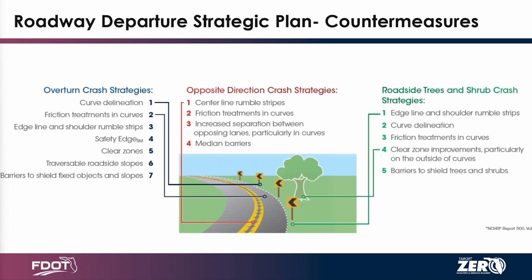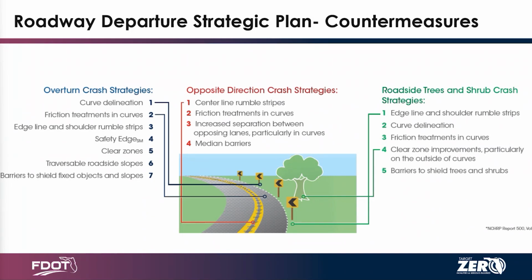Some of those countermeasures that are part of the roadway departure strategic plan are looking at overturn crash strategies: curb delineations, friction treatments in curves, edge line and shoulder rumble strips, safety edge, clear zones, traversable roadside slopes, and barriers. To mitigate opposite direction crashes, or head-on crashes: centerline rumble strips, friction treatments in curves, increased separation between opposing lanes, particularly in curves, and median barriers.